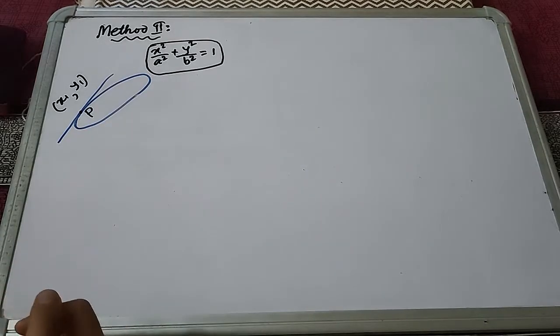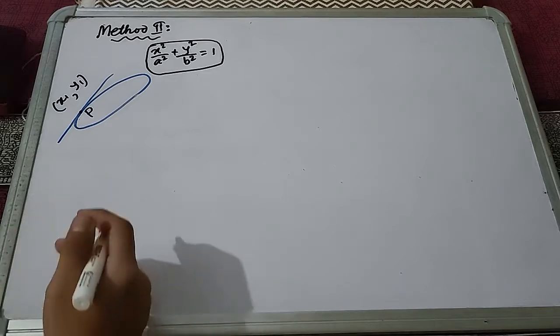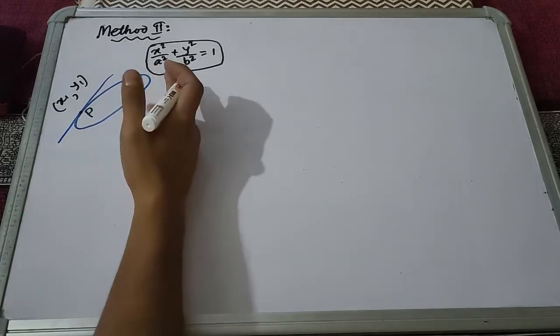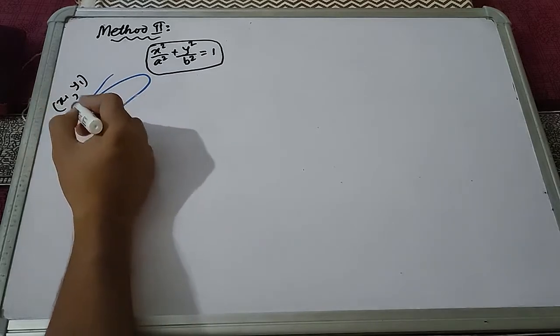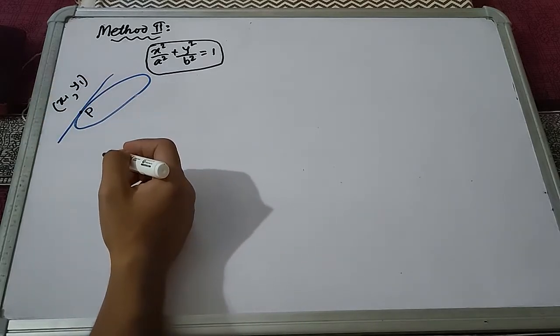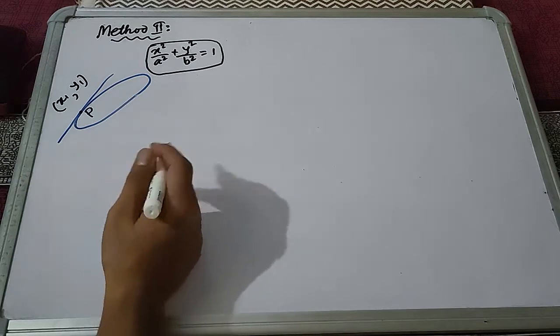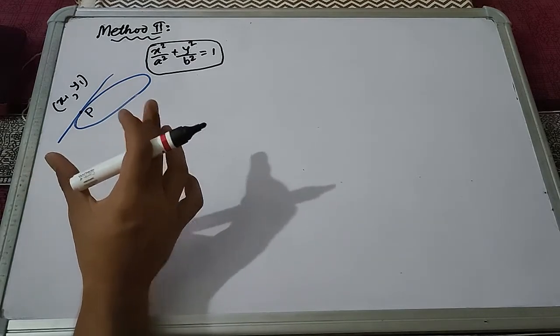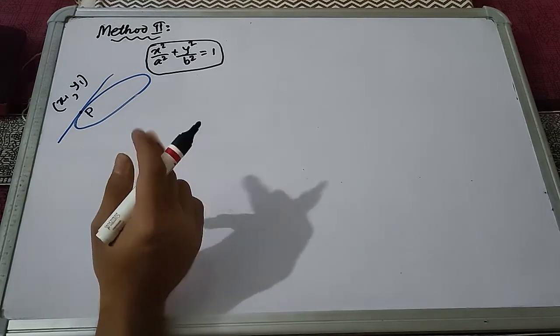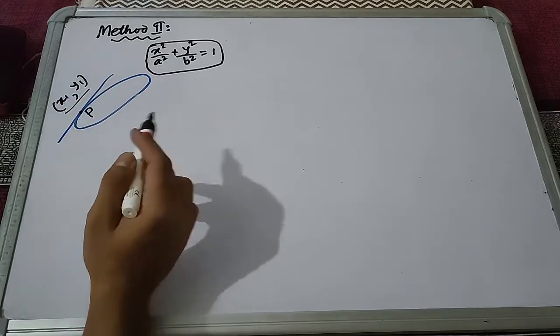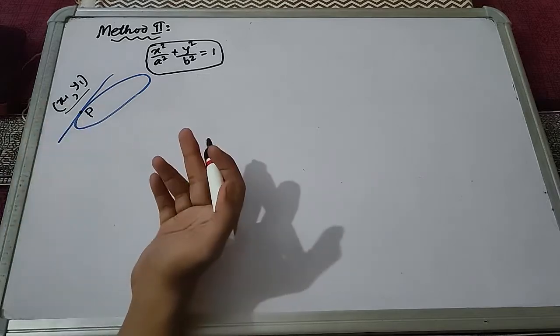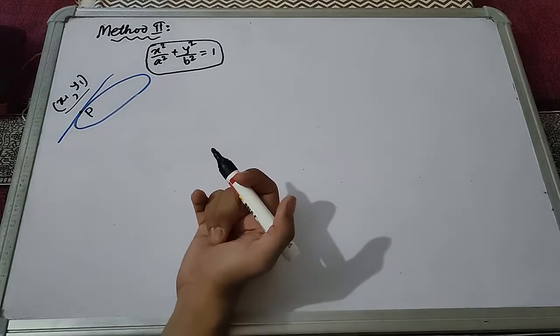This is method 2. What are we given? This is your ellipse, x square by a square plus y square by b square equals to 1. We have a point on it P, the coordinates are x1 and y1, and we need to find the equation of the tangent. To find the equation of any line, we require two conditions. Here we have the point, and what we are missing is the slope. Let us find the slope and then we can find the equation of the tangent, right?